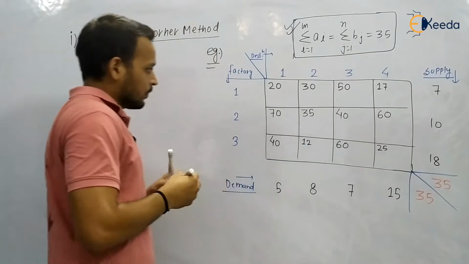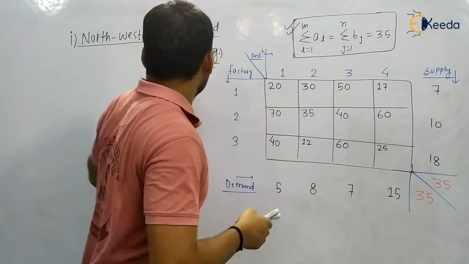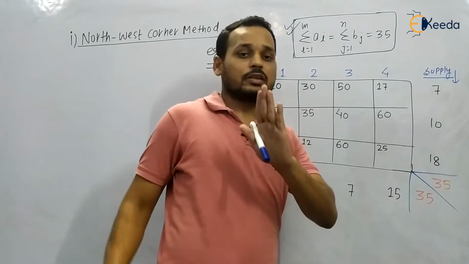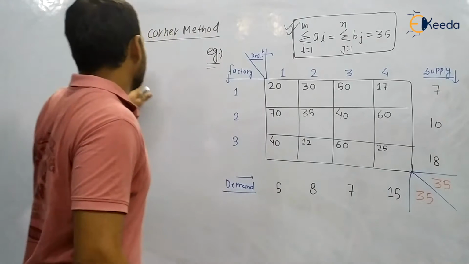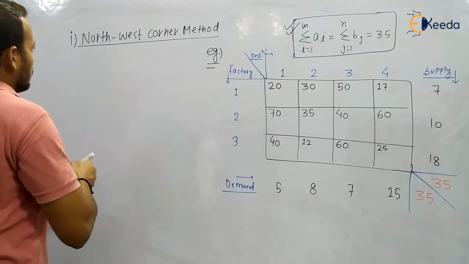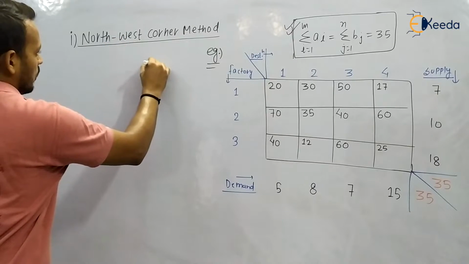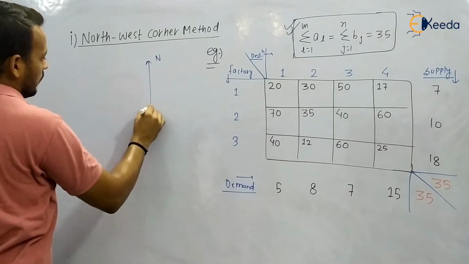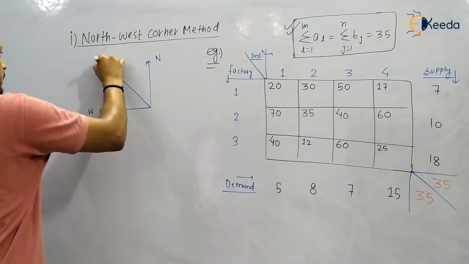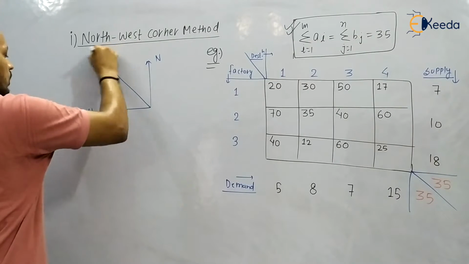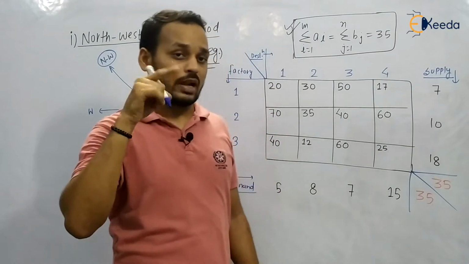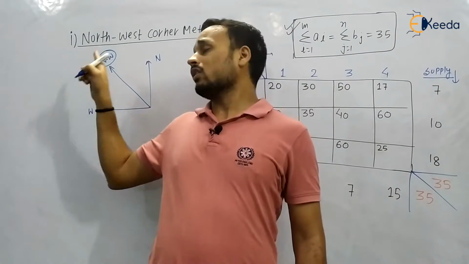So we have to supply the items. The rule is the northwest corner rule. We cannot simply proceed; first we have to see which method we have to apply. The first method is the northwest corner rule. From the name only we are clear that we have to move in the northwest direction. You already know that this is north and this is west, so for northwest we have to move in this direction. We have to look for that cost which is present in the northwest.